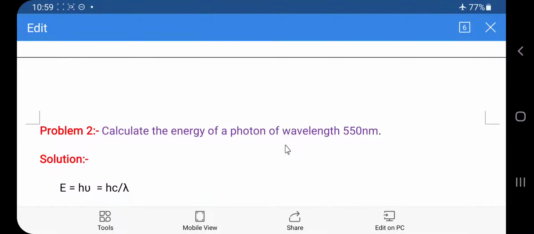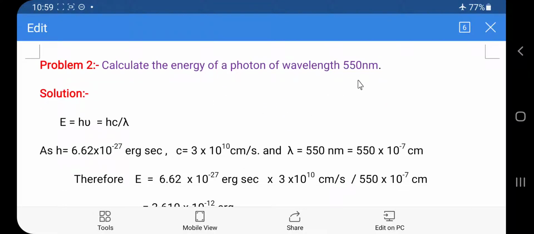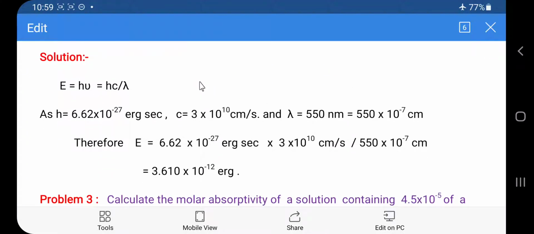Then let us consider the second problem. Calculate the energy of the photon of wavelength 550 nanometer. So again here the wavelength is given, and its value is 550 nanometer, and we have to find out the energy of the photon. The energy of the photon is given by the equation E is equal to h nu, where h is the Planck constant, nu is the frequency, and nu is equal to c upon lambda. So finally E is equal to h into c divided by lambda.